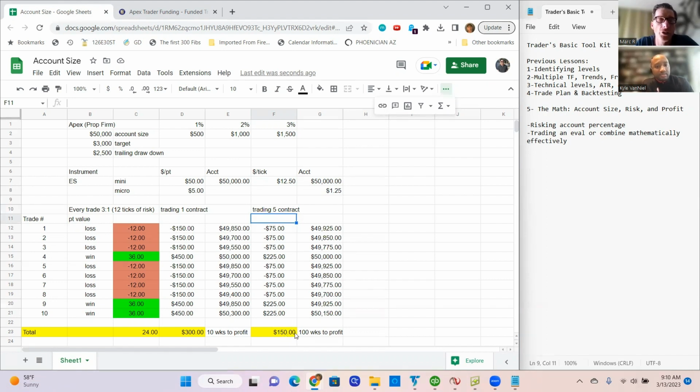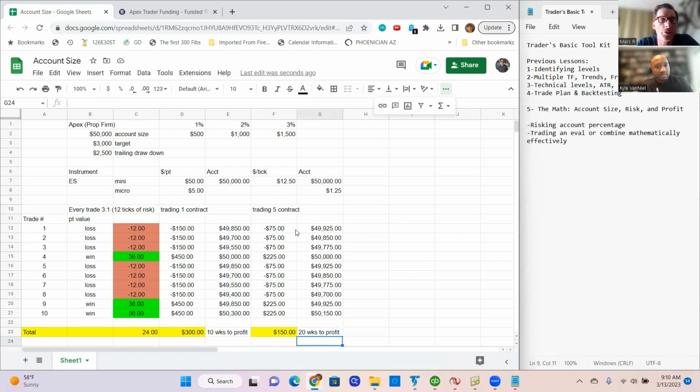So in this context, it's going to take you 20 weeks to get the profit. 20 weeks, 6 months, sorry, 5 months, right? 5 times 4 is 20. Yeah. So 5 months to get to that $3,000 profit target.